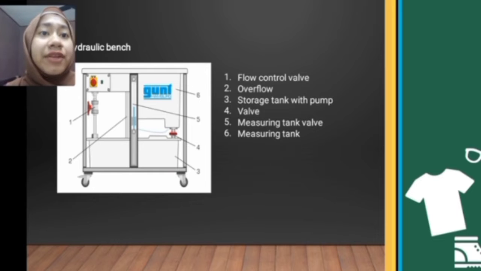This is the hydraulic bench. It's already labelled. Number one is a flow control valve. Number two is the overflow, and number three is the storage tank with pump. Number four is a valve. Number five is the measuring tank valve. Number six is the measuring tank.